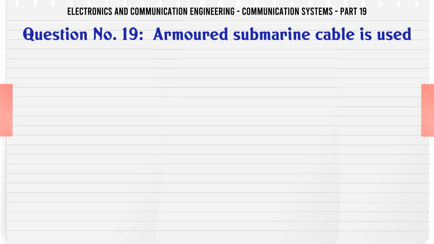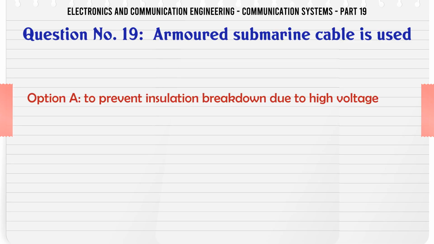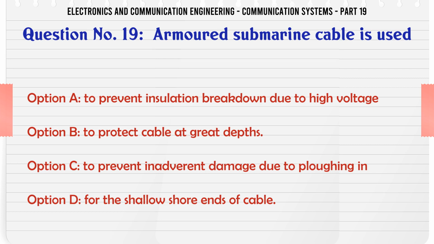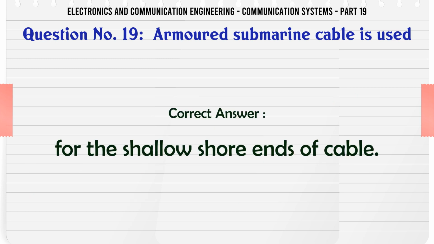Armored submarine cable is used A. to prevent insulation breakdown due to high voltage, B. to protect cable at great depths, C. to prevent inadvertent damage due to plowing in, D. for the shallow shore ends of cable. The correct answer is for the shallow shore ends of cable.